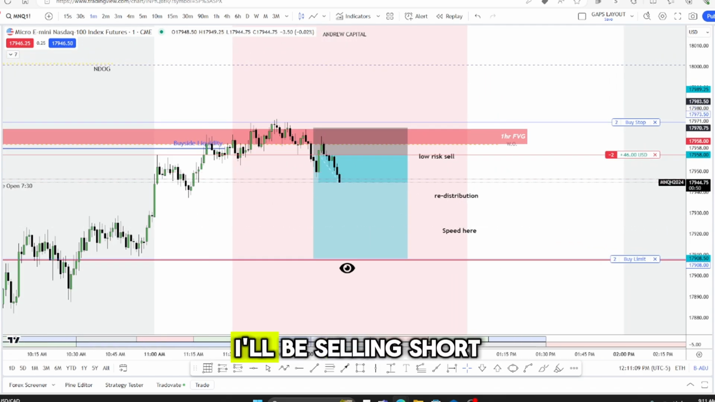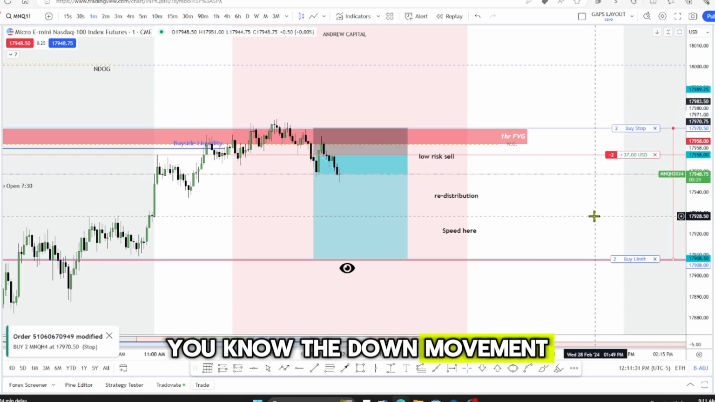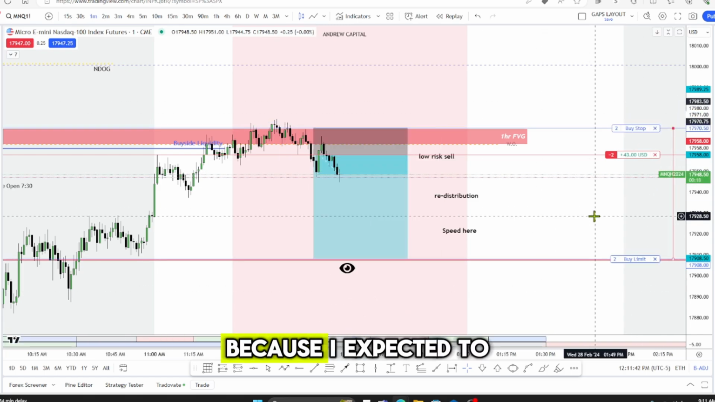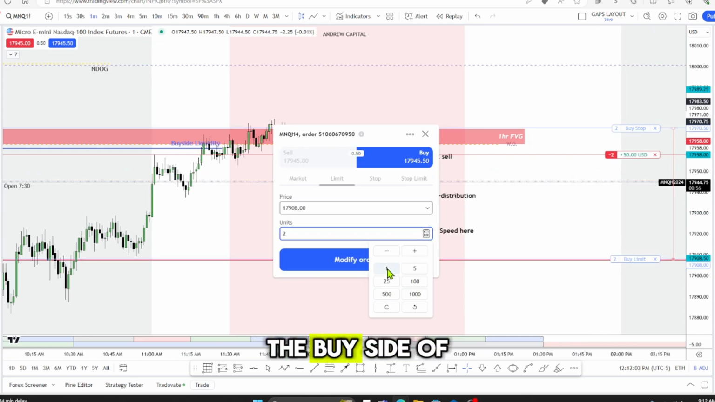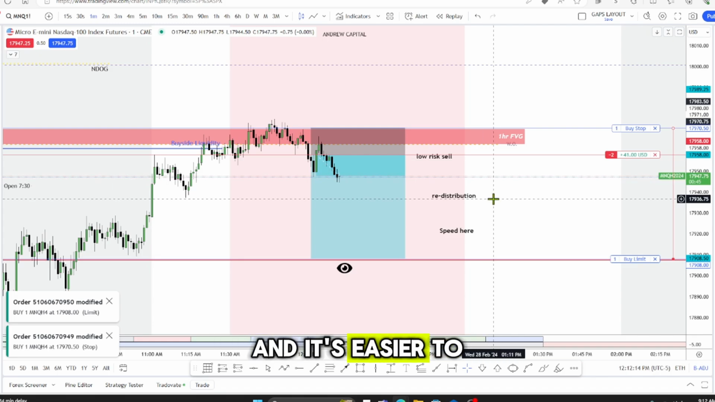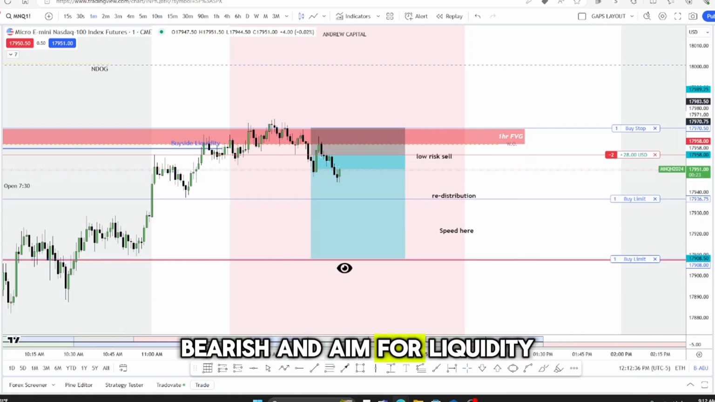If I'm bearish, I'll be selling short the sell side of the curve, which will be the opposite side, the down movement. But if I'm short-term bullish because I expect it to go up to create a reversal to go lower, I can buy during the buy side of the curve of a market maker sell model. And it's easier to understand it here, where I could be going short here, be bearish and aim for liquidity.